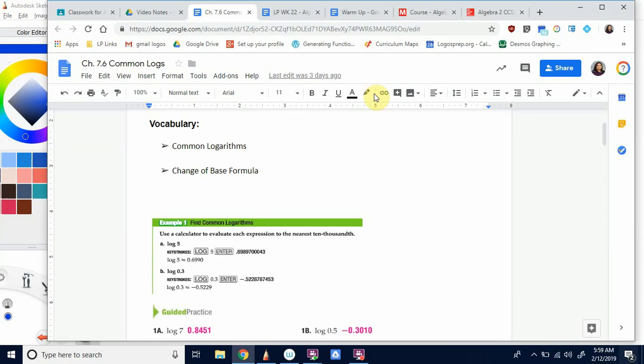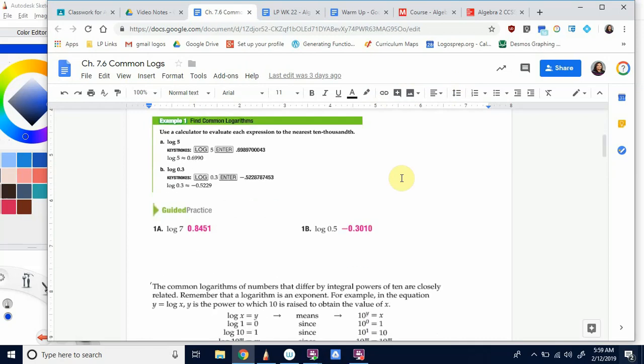So example 1 says use a calculator to evaluate each expression to the nearest tenth. Well, in your calculator, you have a log button. When you push that log button, it automatically uses log base 10, so you don't have to change anything. All you do is hit, for instance in this one, log 5. You can put a close parenthesis or not. I would put it if you're doing any other function, and then hit enter, and it gives you this long number, and it says round it to the 10,000ths. Know what 10,000ths? 10,000 has 4 zeros, so it's 4 decimal places.